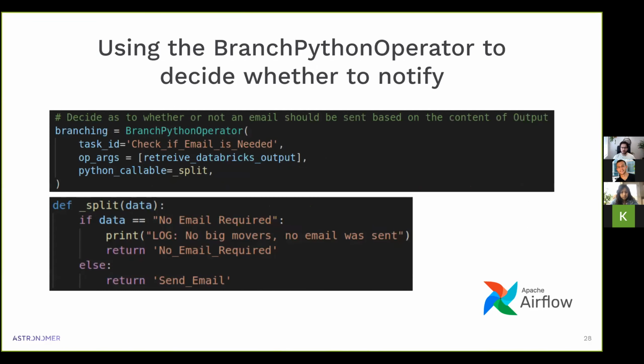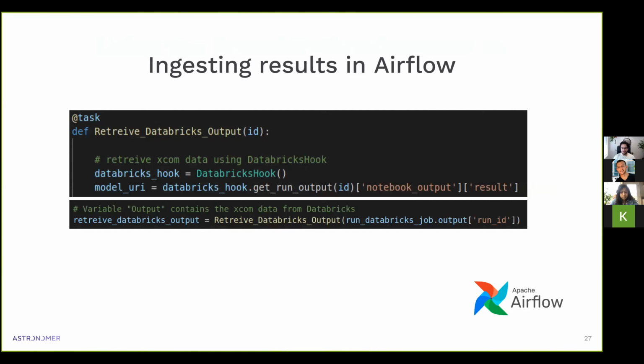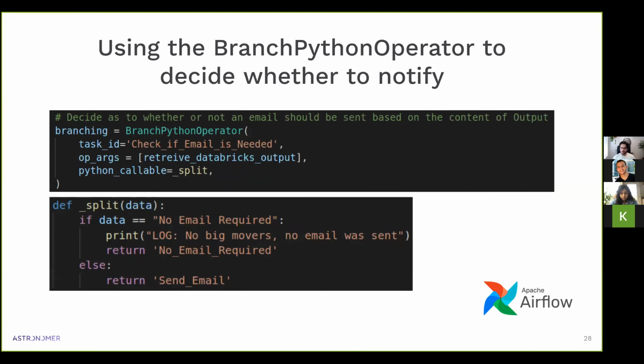Then what do we do to work with this output? Well, we essentially want a clause where if there's actually data here, if there were big movers for this day, send out an email. If there weren't any big movers, then don't do anything. No email needs to be sent. Nothing relevant happened within your portfolio. So now we can use the branch Python operator to invoke this clause statement.